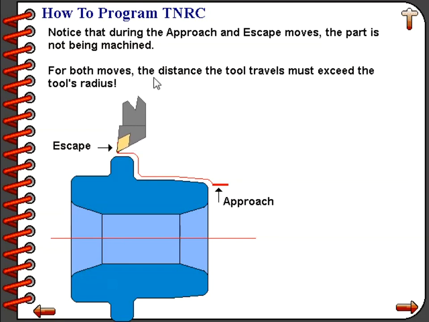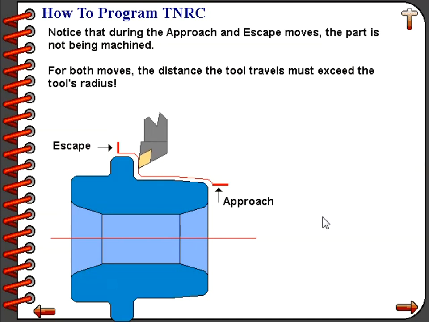To review, we know that the approach move is the movement that turns on tool radius compensation. The escape move is the movement that turns off tool nose radius compensation. During the approach, we want to move along one axis only, either X or Z, and we want to move a distance greater than the radius of the tool. During the escape movement, we again only want to move either the X or the Z axes, and we need to move a distance greater than the radius of the tool.